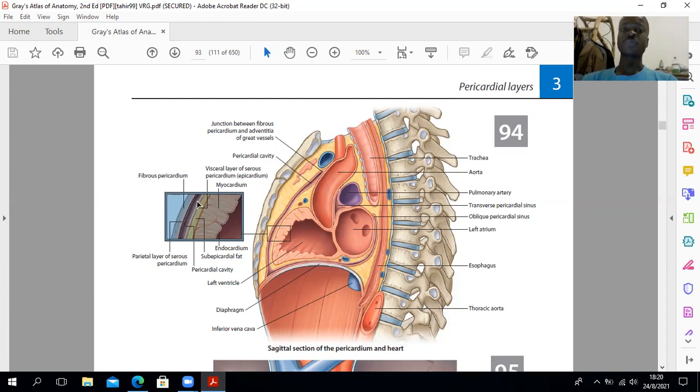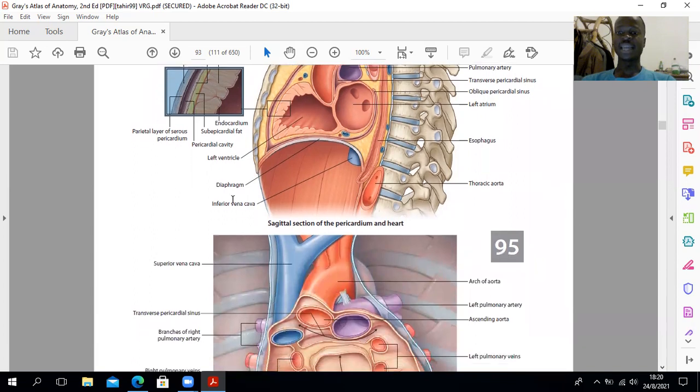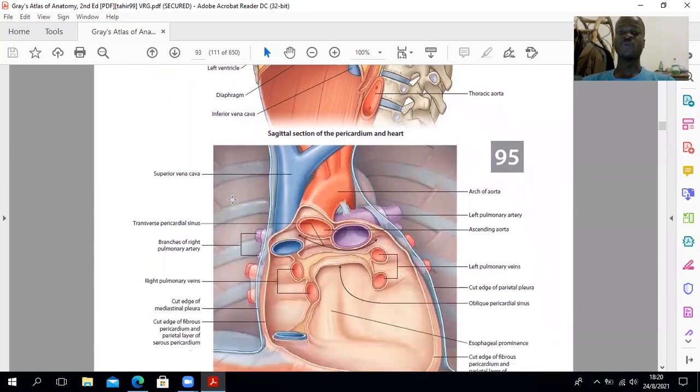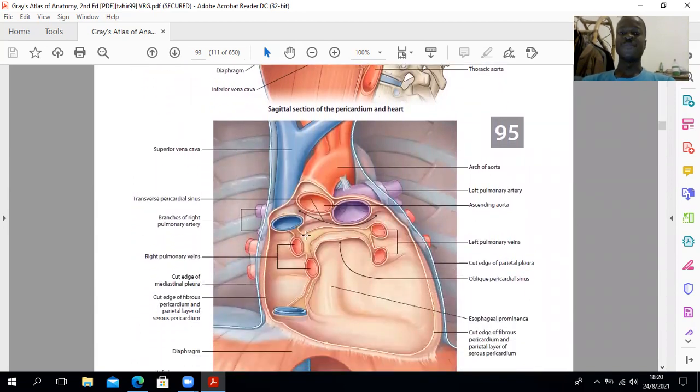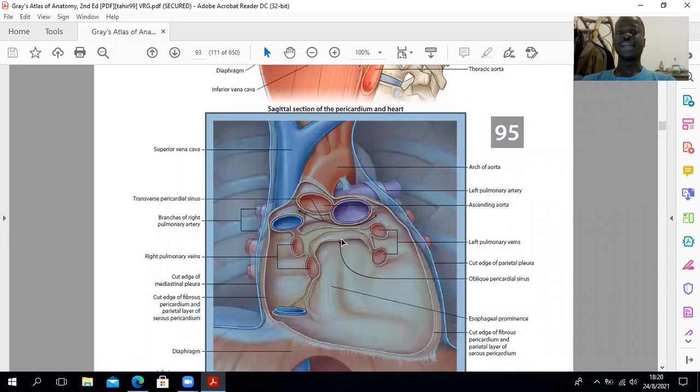And importantly, on the posterior surface of the heart, you're going to see reflections of the serous pericardium that are actually going to form recesses. That is the oblique sinus and the transverse sinus. The oblique sinus will actually be a reflection of your serous pericardium around the great veins, whilst the transverse sinus will be a reflection between the arteries and the great veins, right? So that is the pericardium.